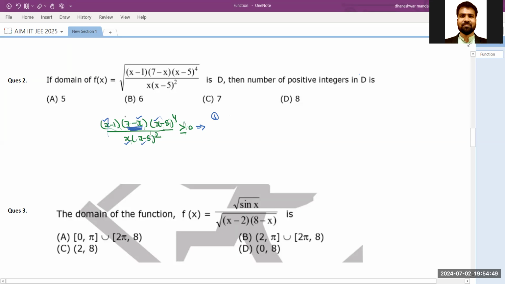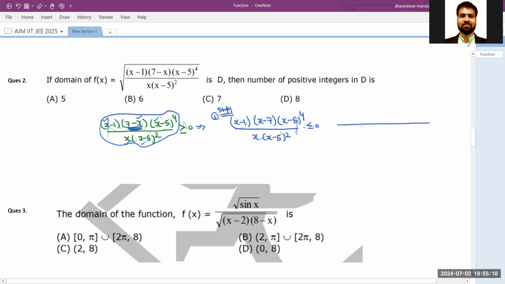If you multiply this whole expression with a minus sign, then the inequality will change. So x minus 1 is there. And here, if I multiply with a minus sign, I get x minus 7. And here we have x and x minus 5. So this expression will now become less than 0. Now this is the first step.